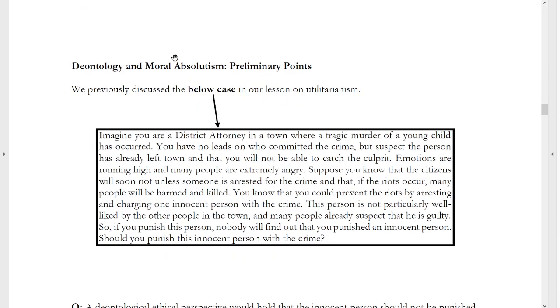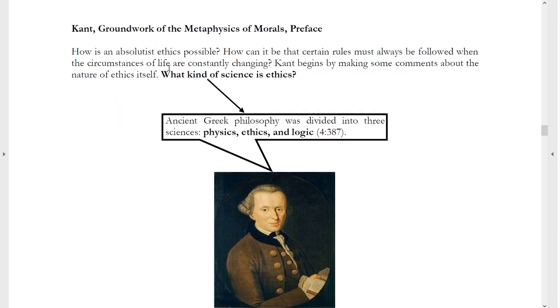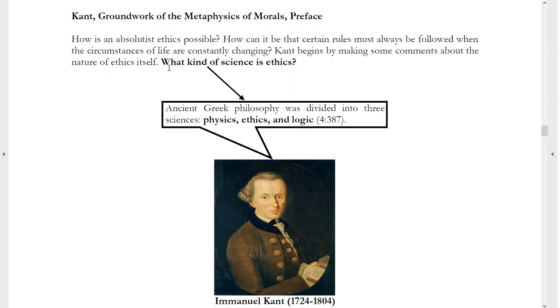Alright, so those are some preliminary points about deontology and moral absolutism. Let's try to dive into Kant's text. Now, if you've done the reading, then you know that Kant can certainly be an extremely challenging writer. He's a great philosopher, with many insightful things to say, but he's not necessarily known for being the clearest writer. So we're going to try to break this down and make it as simple and clear as I possibly can.